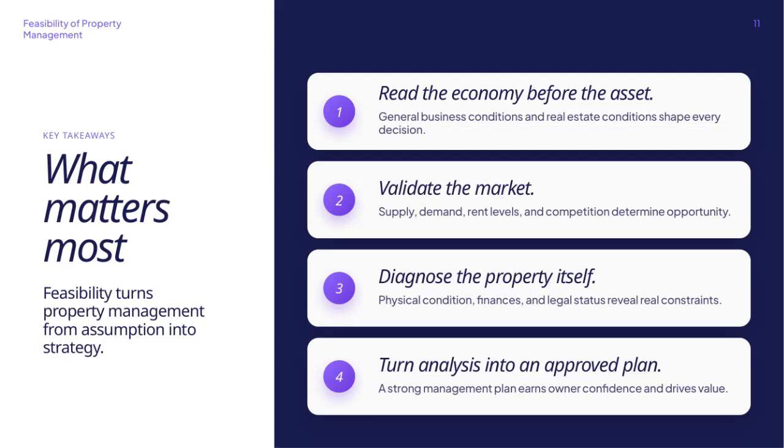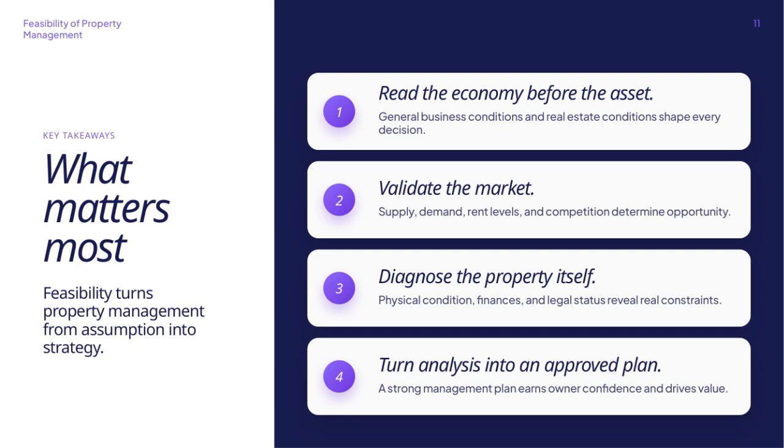The key takeaway here is that feasibility transforms property management from just an assumption into a concrete strategy. First, it's crucial to read the economy before the asset itself. Understanding general business conditions and real estate trends sets the context for every decision you make. Second, validating the market is essential. You need to assess supply, demand, rent levels, and competition to determine if there's a real opportunity.